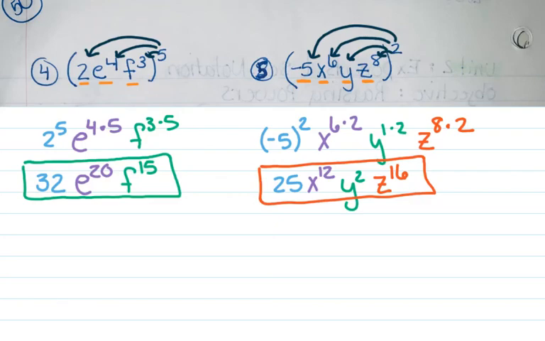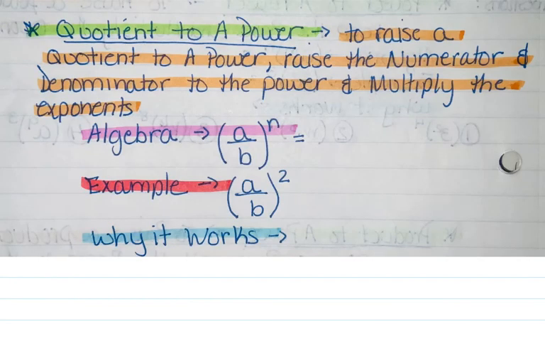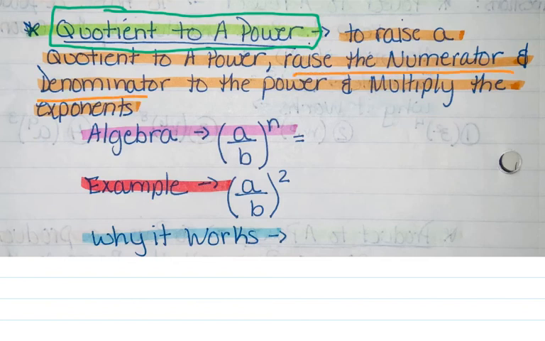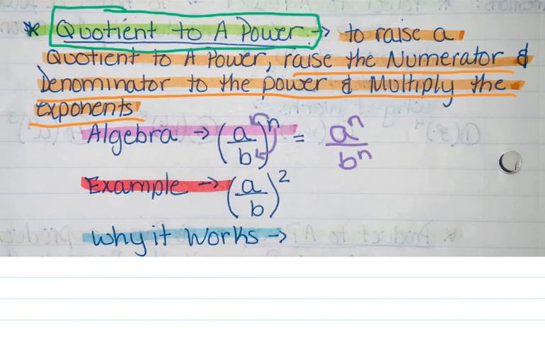Okay, now we're going to look at what happens when we raise a quotient to a power. So quotient means there's a division inside the parentheses. So we want to make sure we raise the numerator and the denominator to the power and multiply the exponents. So if I'm looking at algebra here, this is going to go a to the n, b to the n. We take that and we distribute it to both the numerator and the denominator. So our example here, this is going to go to a squared over b squared.